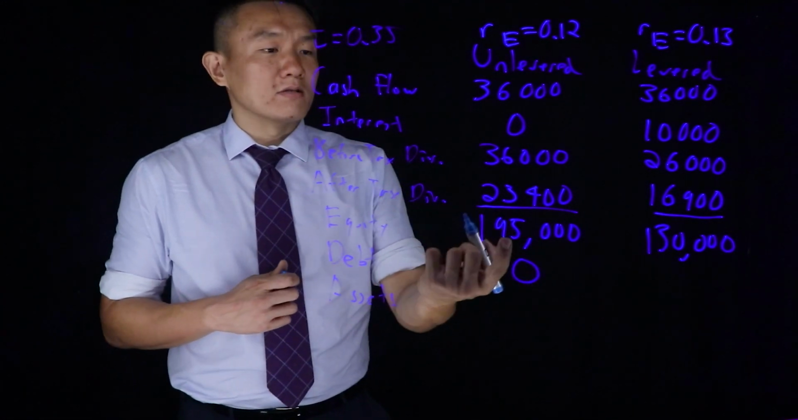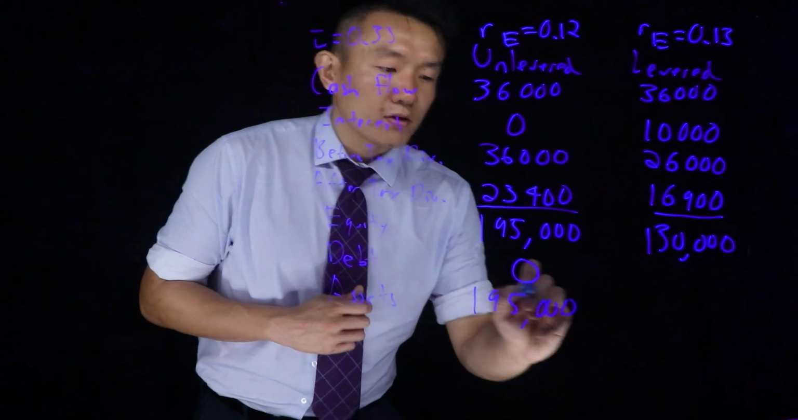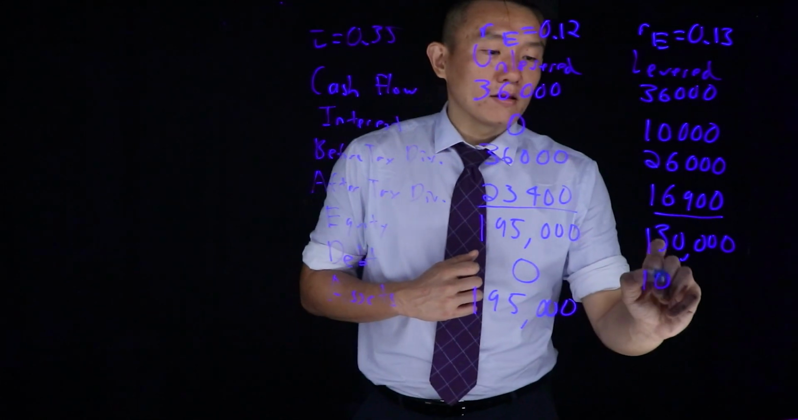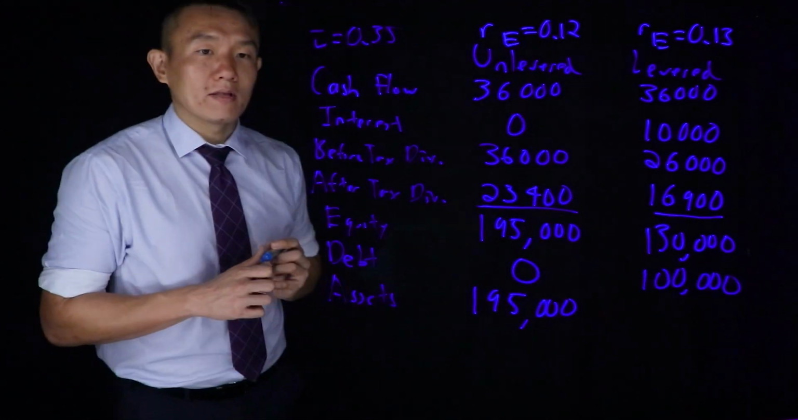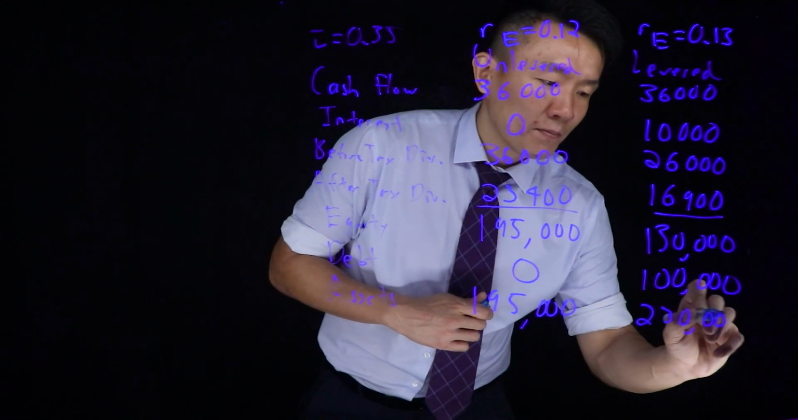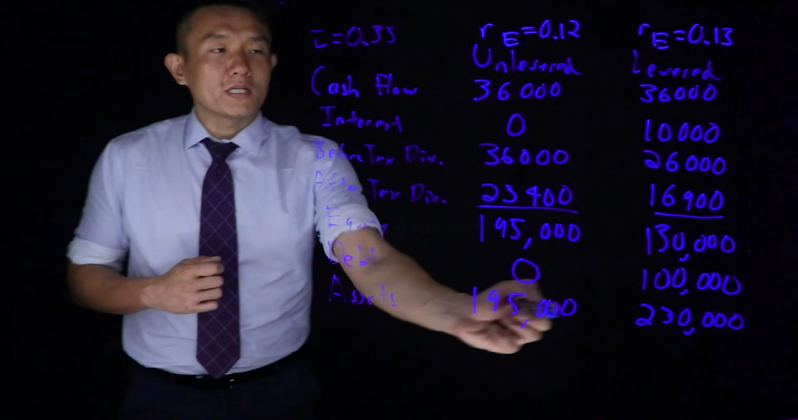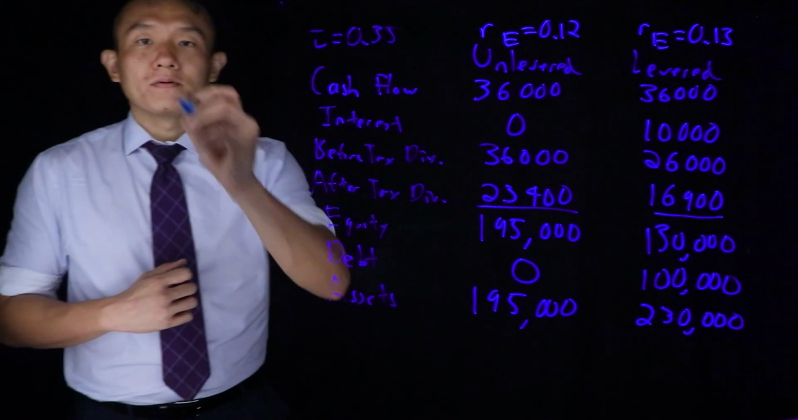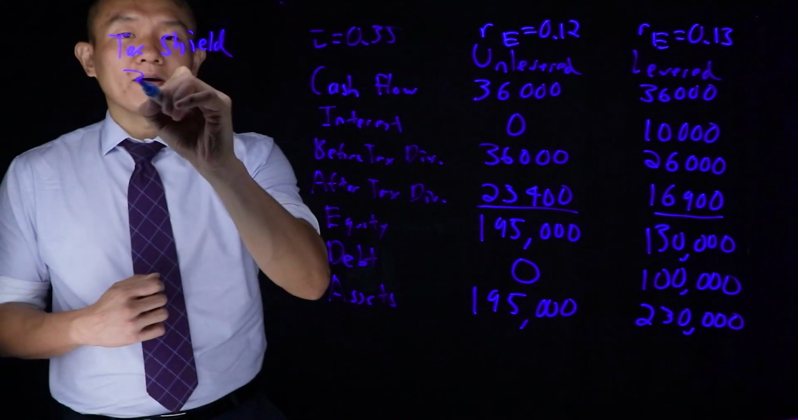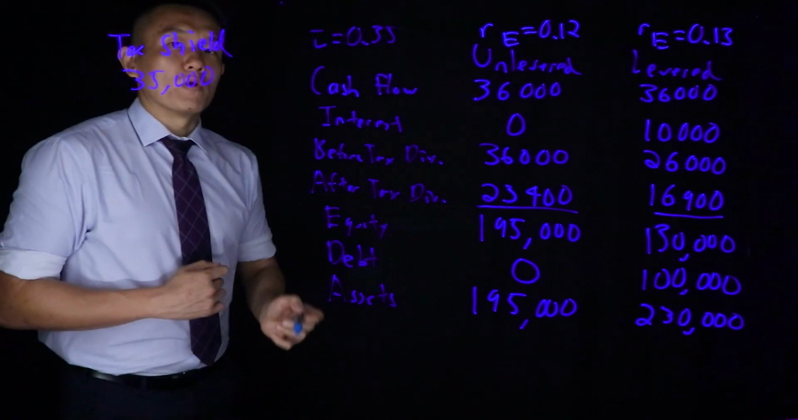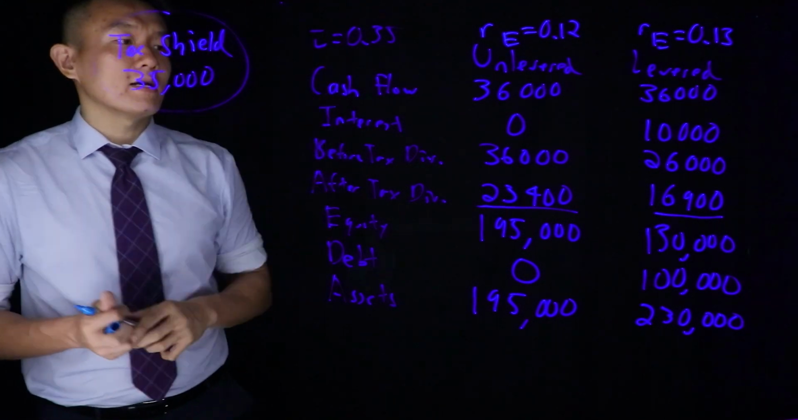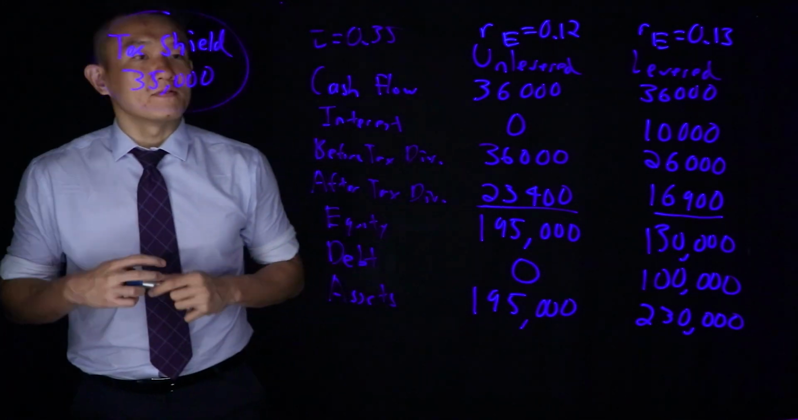Because the unlevered firm has no debt, its total value is $195,000, whereas the levered firm has debt of $100,000, which is not affected by taxes. Therefore, it has a total value of $230,000, which is higher than the value of the unlevered firm by $35,000, which is the value of the tax shield, which once again is equal to the tax rate times the total amount of debt in the levered firm.